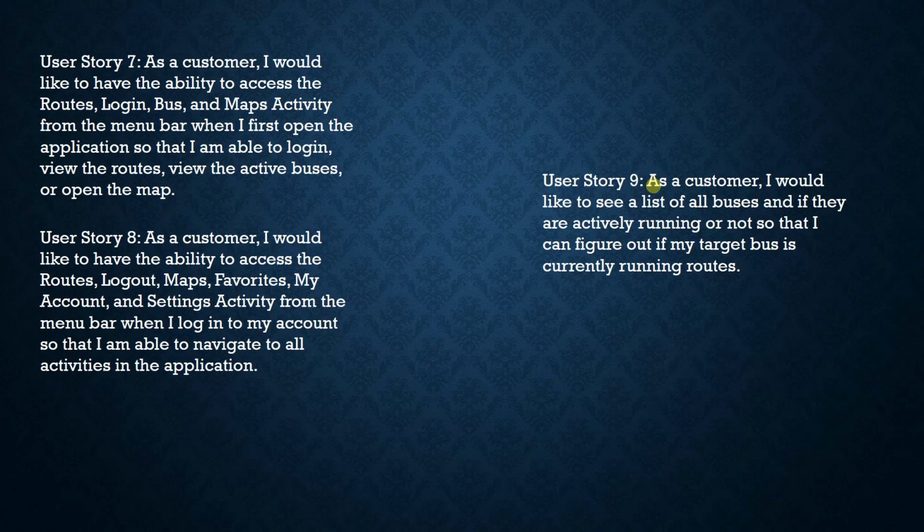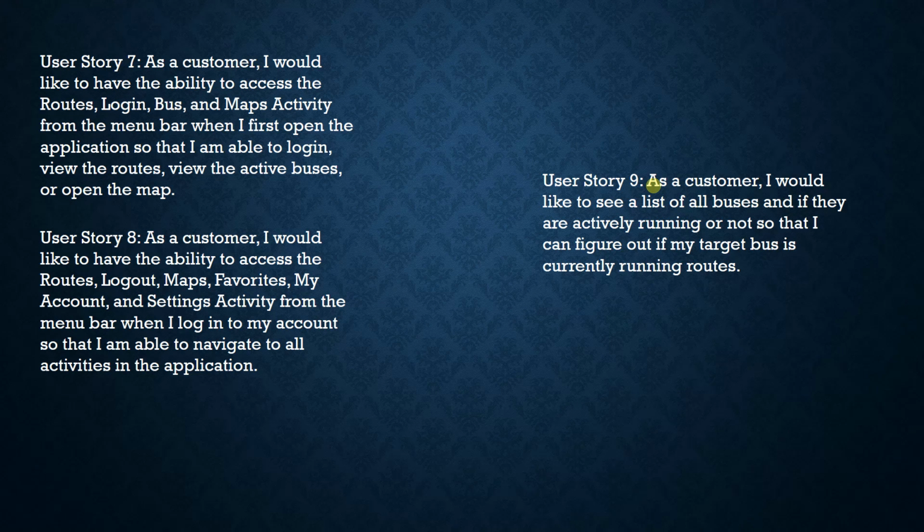My next 3 are the ones I did towards the end. The first user story is, as a customer, I would like to have the ability to access the routes, login, bus, and maps activity from the menu bar when I first open the application so that I am able to log in, view the routes, view the activity buses, or open the map.